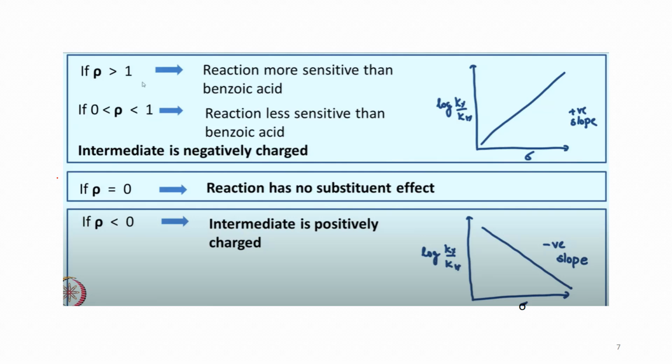So this is the overview. When the rho value is positive, that is greater than 0, whether less than 1 or greater than 1, the graph will look like this one, with a positive slope. And if rho is less than 0, the graph will be like this one with a negative slope.